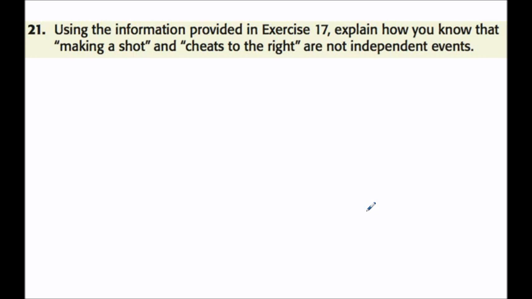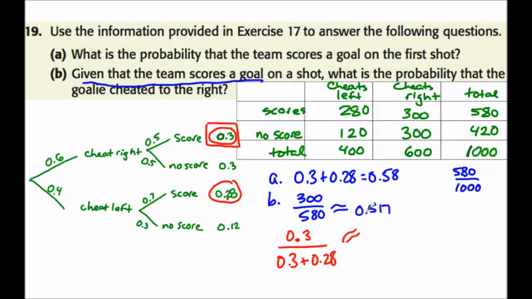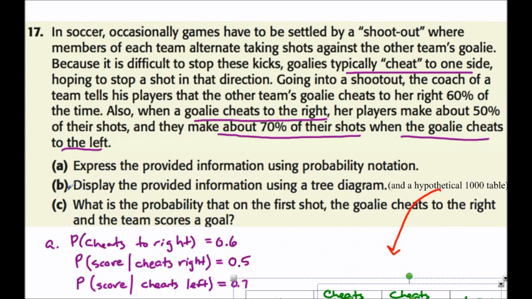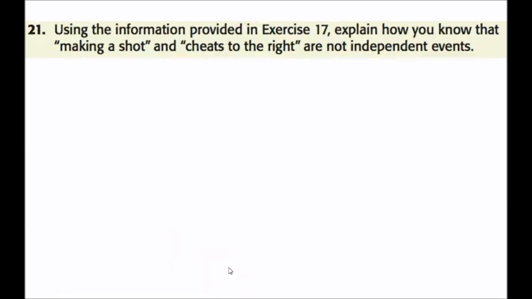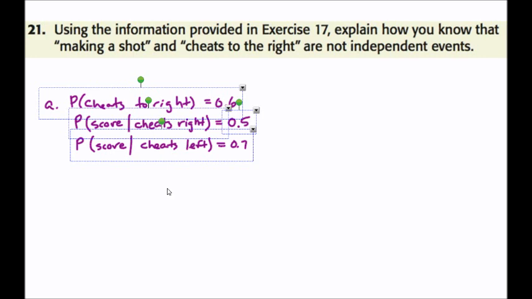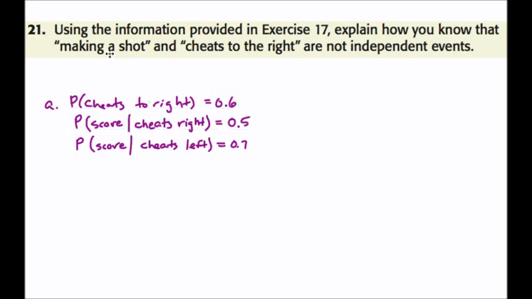Okay, the last question that's relevant here has to do with independence. So if we go back up to this right here, this information we initially got, just grab this little bit of these facts. Think about what it means to be independent. If they're independent, the probability of making a shot shouldn't matter whether they cheat to the right or not, right? But look here. They score more when they cheat to the left than they cheat to the right.